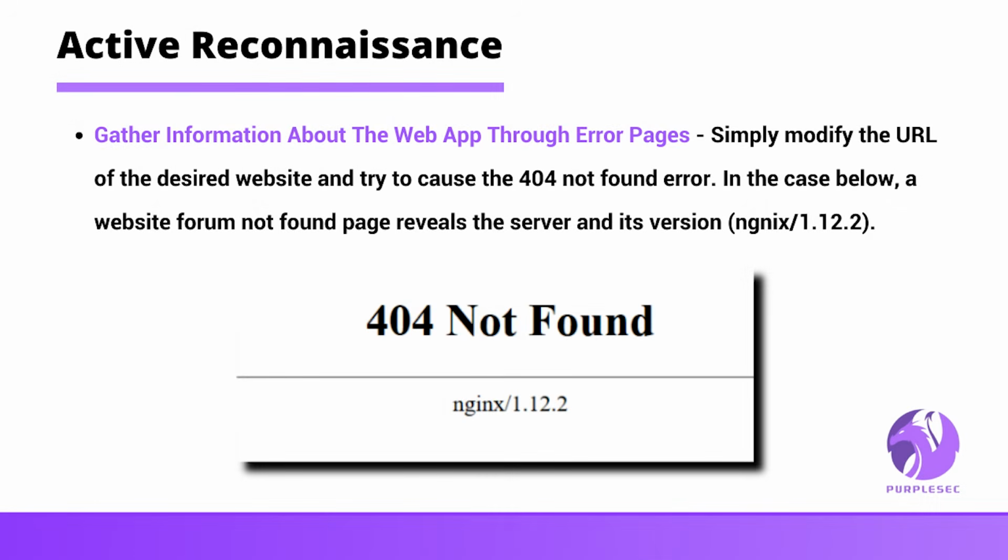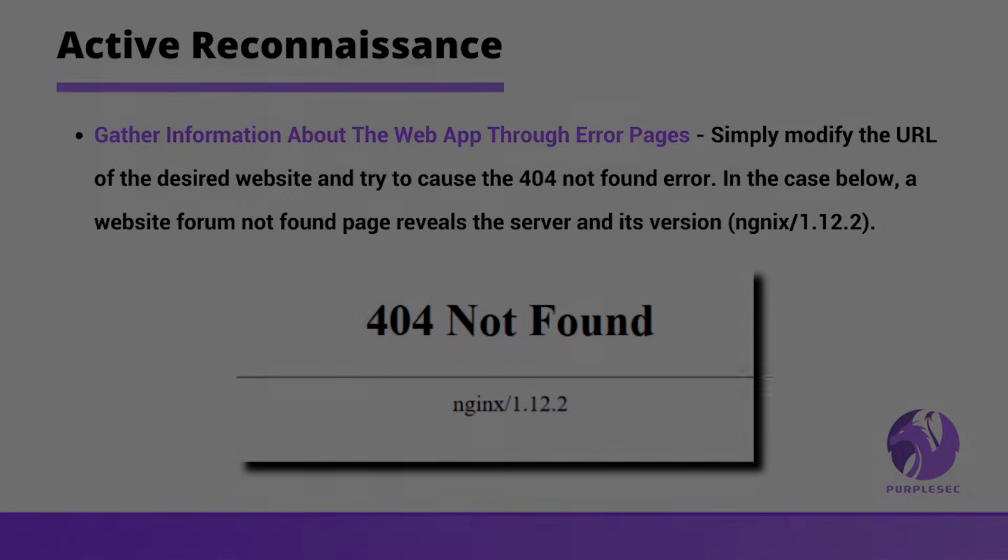Error pages can also provide a lot of useful feedback regarding the version and type of server the website is run on. Based on this information, you can start visualizing the environment of the web application. Simply modify the URL of the desired website and try to cause a 404 not found error. In this example, a website form not found page reveals the server and its version.